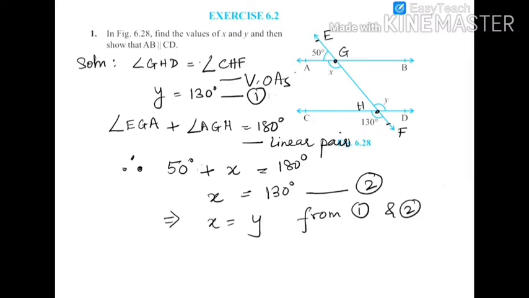But what are angle x and y? Look at the figure. Angle x is AGH and angle y is GHD. They are forming alternate interior angles. Since alternate interior angles are equal, we can say that lines AB and CD are parallel.